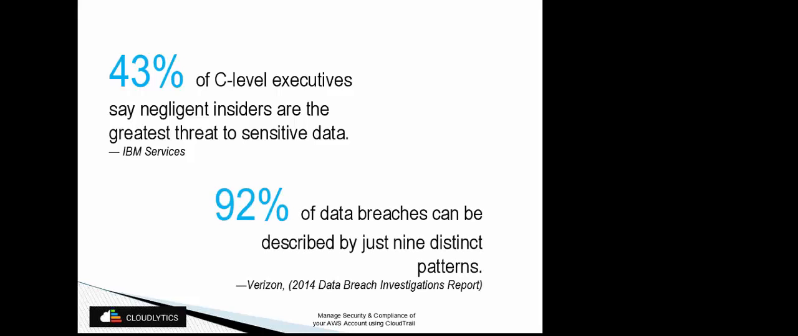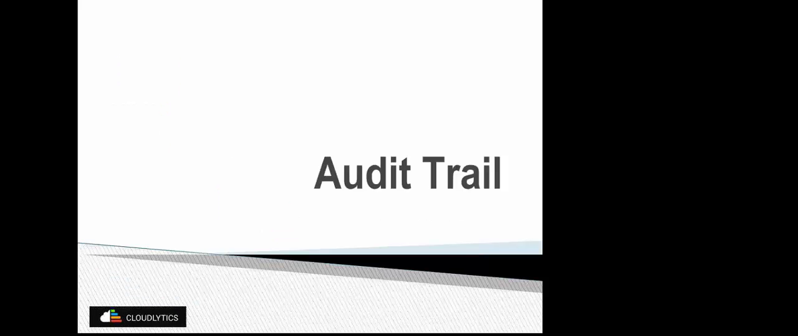Another amusing fact is that 92% of the data breaches that are happening can be identified into 9 distinct patterns. That is, there is a definite set of patterns that can be understood and followed to determine whether our data is being breached or there's a breach in security. So this is the way in which we understand the audit trail.